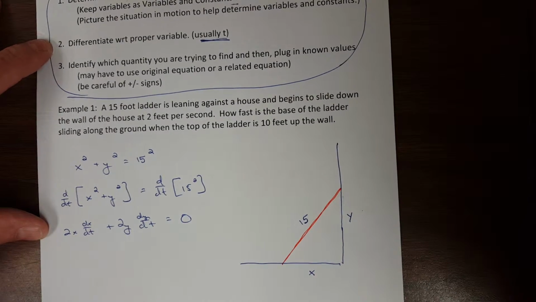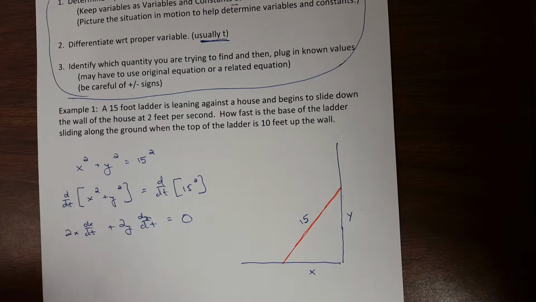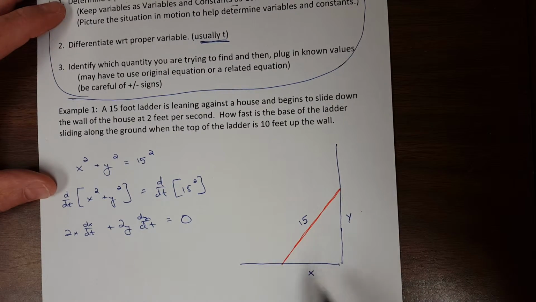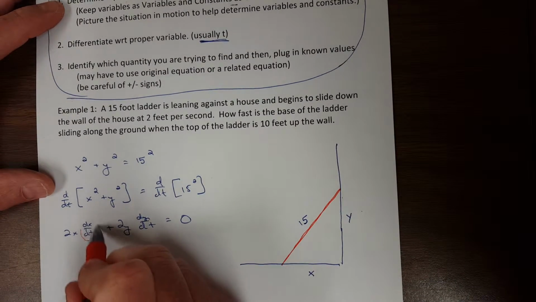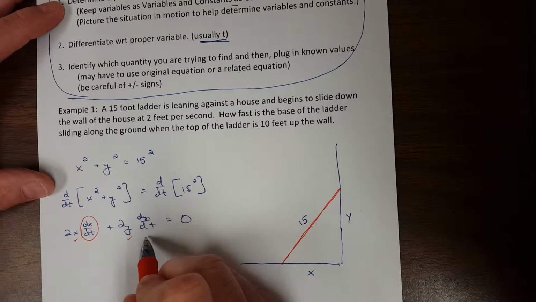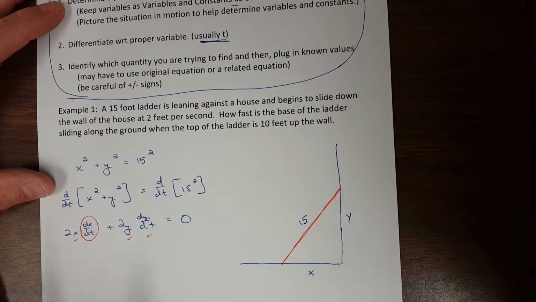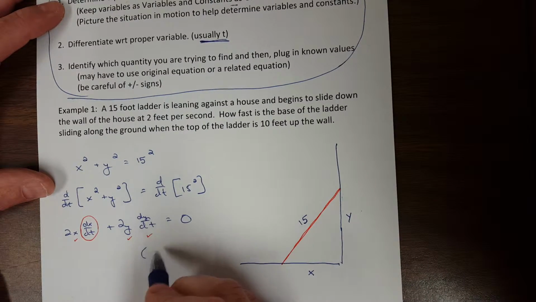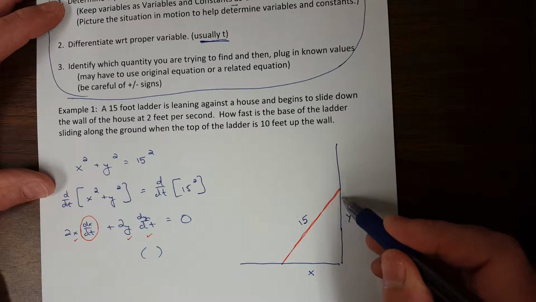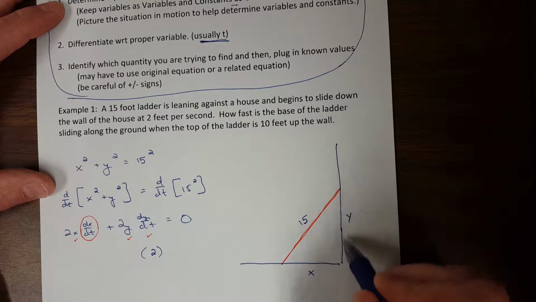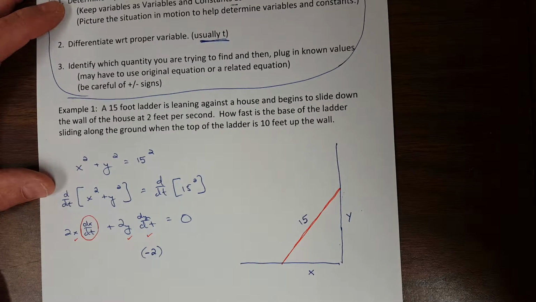All right, we're on step 3. Determine what we're trying to find here. It says how fast is the base of the ladder moving out from the wall. So that's a rate. That's dx/dt that we're going to look for. Which means we should be able to plug in something for x, something for y, and something for dy/dt. So let's see what's given to us here. It's sliding down the wall at 2 feet per second. So dy/dt, this is sliding down the wall at 2 feet per second. So not only is the rate 2, but this y value is getting smaller. So the rate is a negative rate.